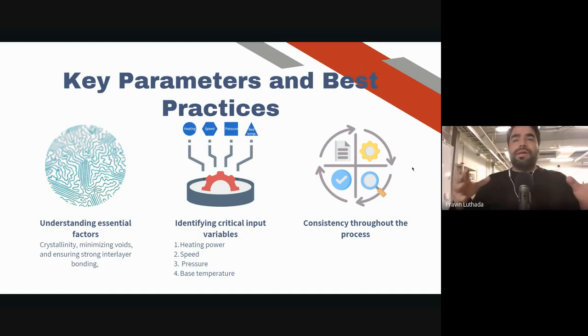So if you optimize for heating, speed, pressure, and bed temperature, I think with this combination you can achieve close to the best laminates possible with the given material set. Yeah, and I think that is what I would say.